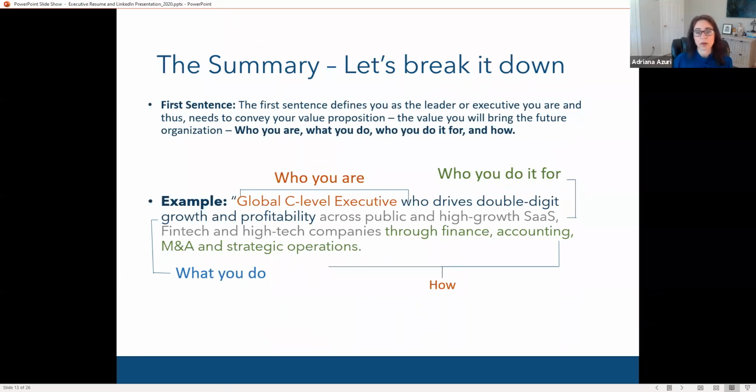So if we look at a summary and we break it down, let's think about that first critical sentence, right? Who are you? And there's really 4 things that you really need to think about. It's who you are, what you do, who you do it for, and how. Here you can explain the how. So if you think of this construct here, if you're global, if you're international, or you've got international experience, do include that.